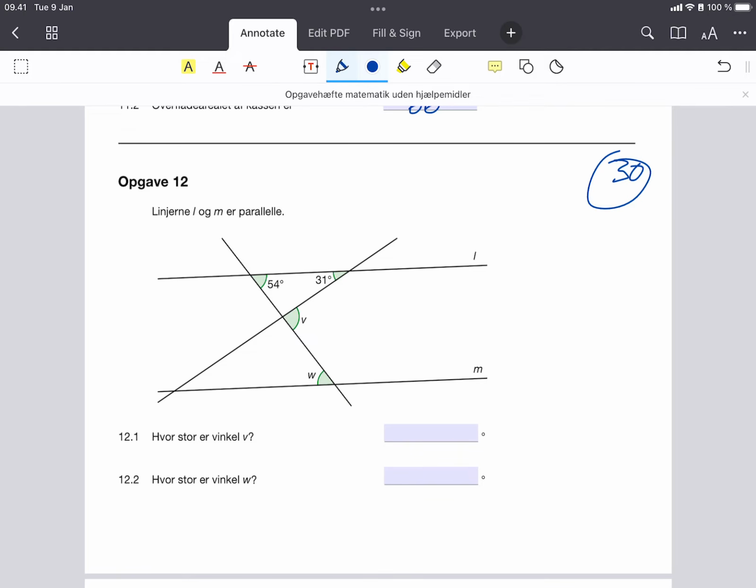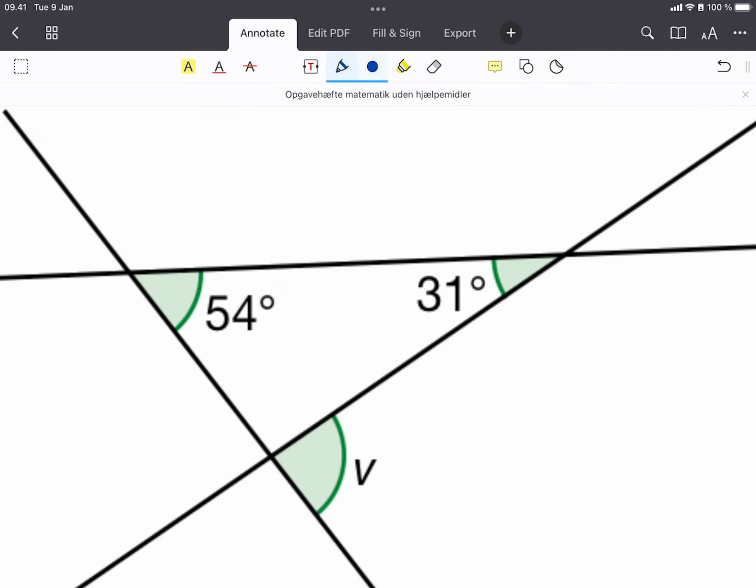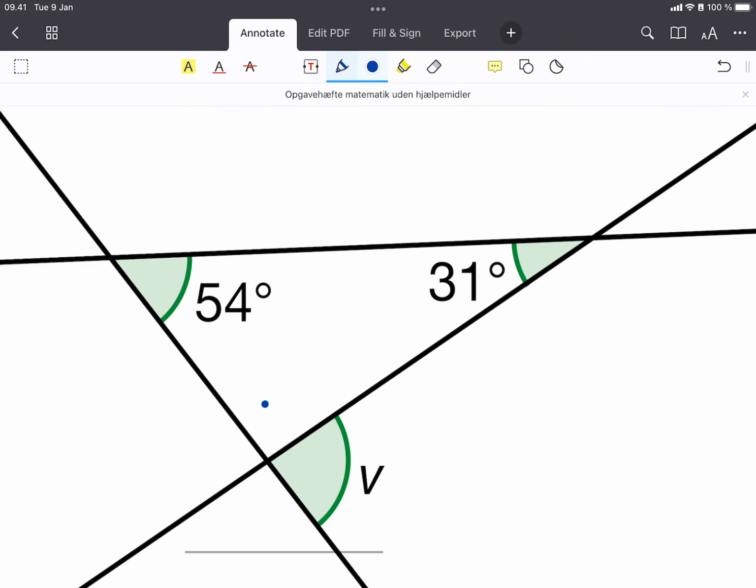Okay, how big is angle V? Well, let's try and fill in lots of gaps on this. You've got a triangle here, 54, 31. A triangle always adds up to 180. So these add up to 85. So that's got to be 95 down there to make the whole thing add up to 180.